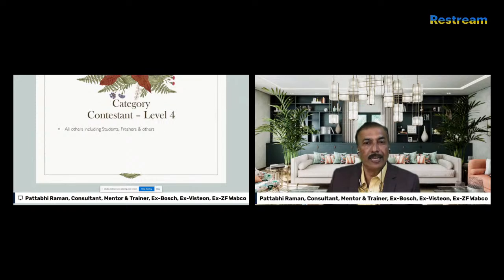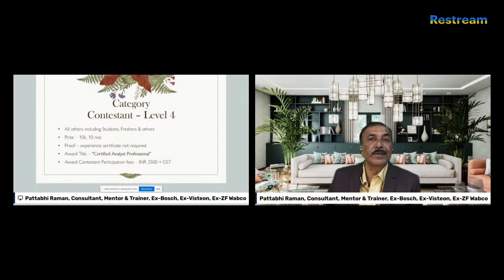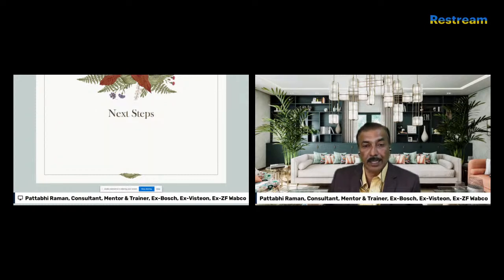So you can see in level 4, all others, including students, freshers, others can participate in this. Of course, this is going to have 10 prizes, each of 10,000 rupees or equivalent. In this category, you don't need any experience certificate. The award title will be Certified Analyst Professional. But this requires a contestant fee of 2,500. Of course, since there are 10 prizes, you will be able to get back the money you are going to put in this contest.